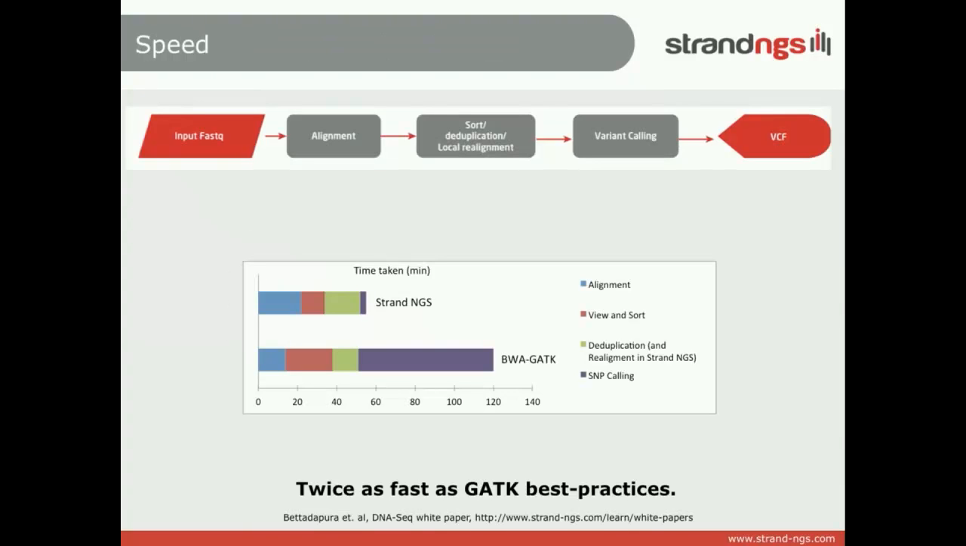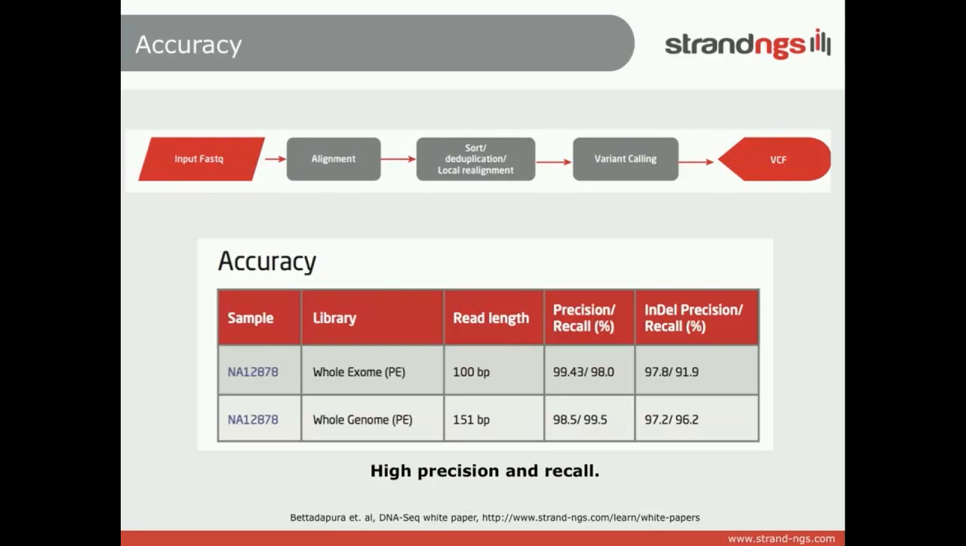Speed. DNA-seq in Strand NGS Server is twice as fast as GATK best practices. Accuracy. Strand NGS Server results in high precision and recall on a host of whole exome and whole genome samples with low coverage so that you can be certain of your clinical samples with a much higher coverage.